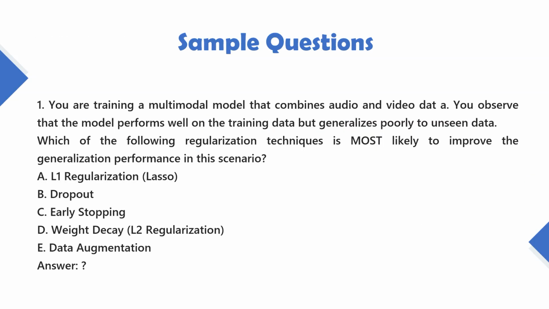1. You are training a multimodal model that combines audio and video data. You observe that the model performs well on the training data but generalizes poorly to unseen data. Which of the following regularization techniques is most likely to improve the generalization performance in this scenario? A. L1 regularization, lasso. B. Dropout. C. Early stopping. D. Weight decay, L2 regularization. E. Data augmentation.